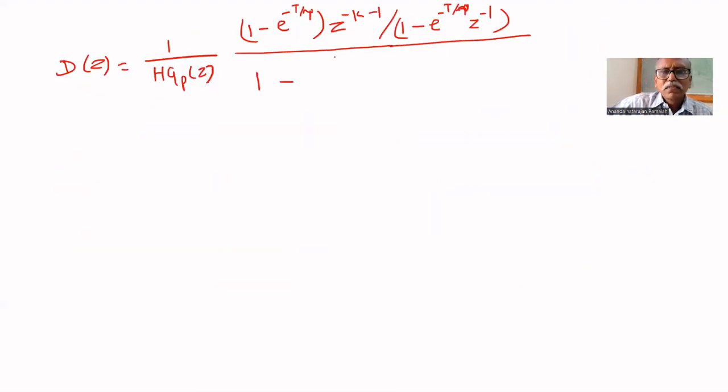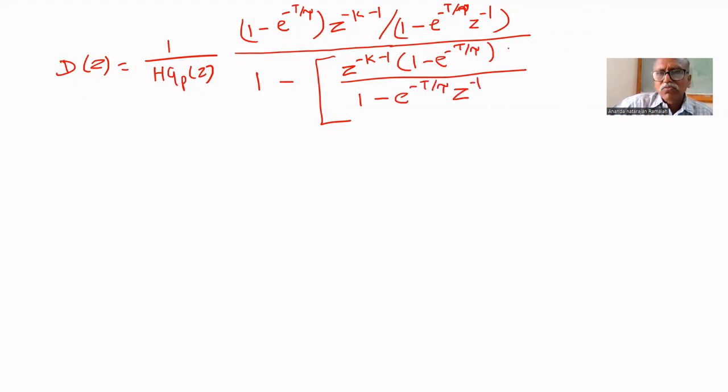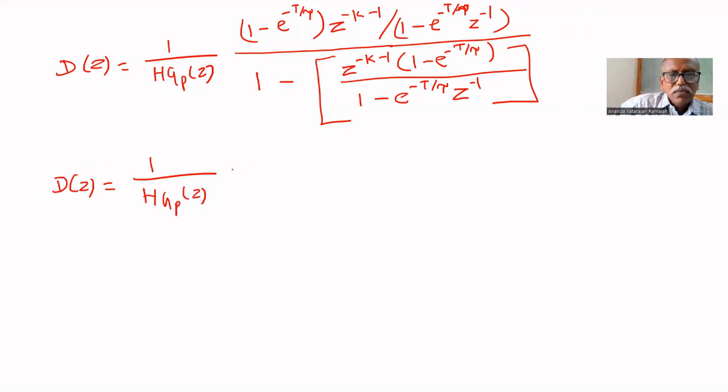One minus z power minus k minus 1, 1 minus e power minus t by tau divided by 1 minus e power minus t by tau z power minus 1. Therefore, D of z equal to 1 by HGP of z. If you take LCM, these two get cancelled, and this part will come here.